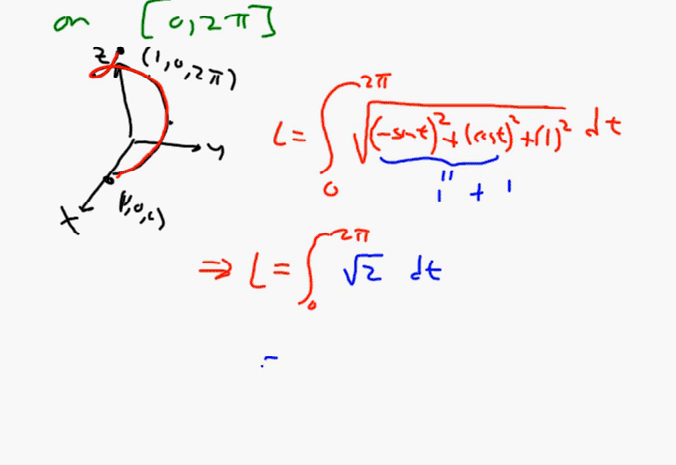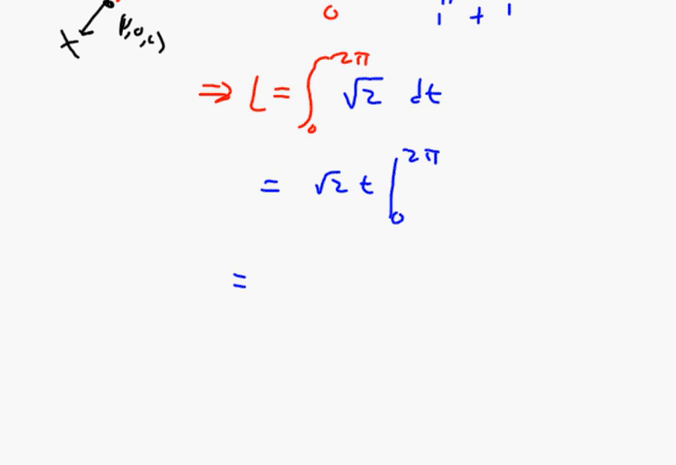All right, so now we go back to Calc 1. Something whose derivative would be square root of 2, that's a function of t, would be square root of 2t, evaluated from 0 to 2 pi. And then lastly, we plug 2 pi in and plug 0 in and subtract. So we get 2 pi rad 2 minus 0 rad 2. Well, that's just 2 pi square root 2.